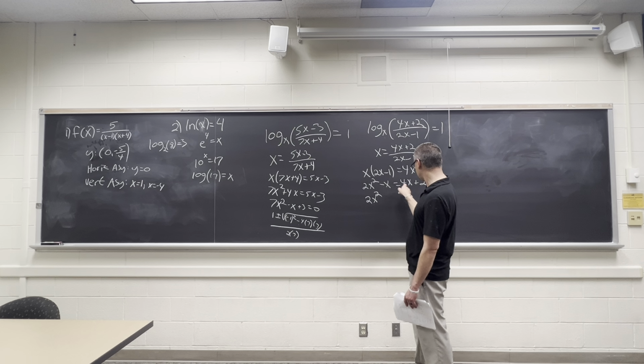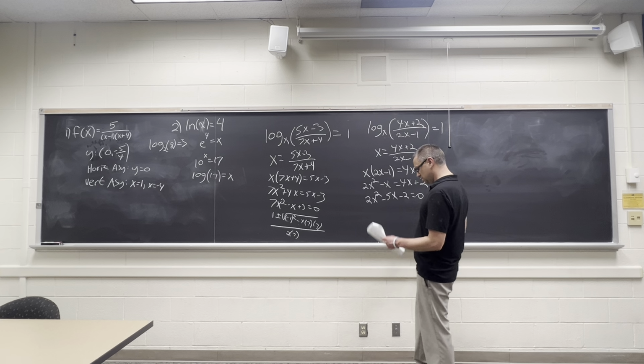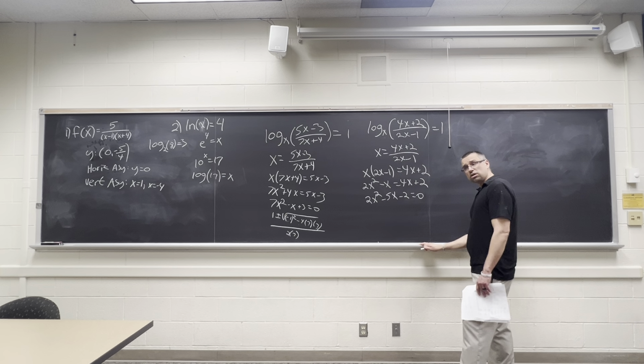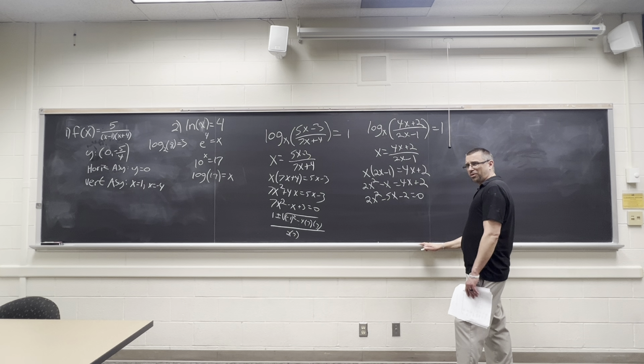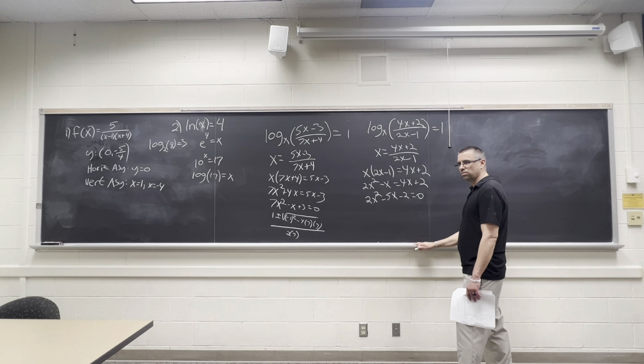Minus x minus 4x would be negative 5x, right? Negative 5x. And then you have minus 2 equals 0. Is that what I have here? Yeah. Then you could complete the square if you wanted to. Or just, I mean, this is odd. We're going to have to practice completing the square. But, or plug it into the quadratic formula, right?